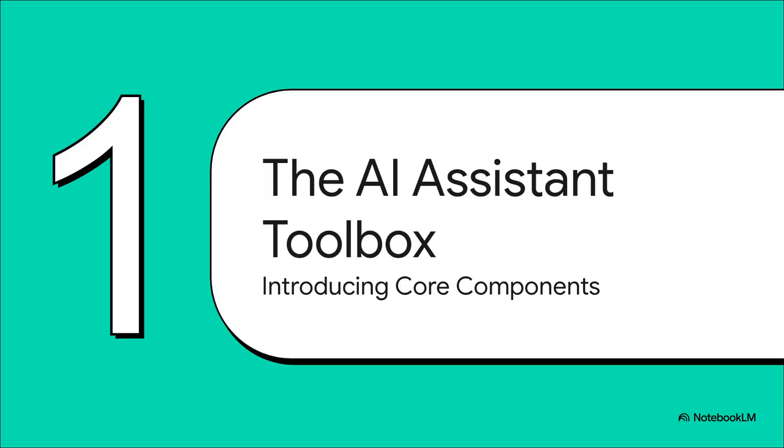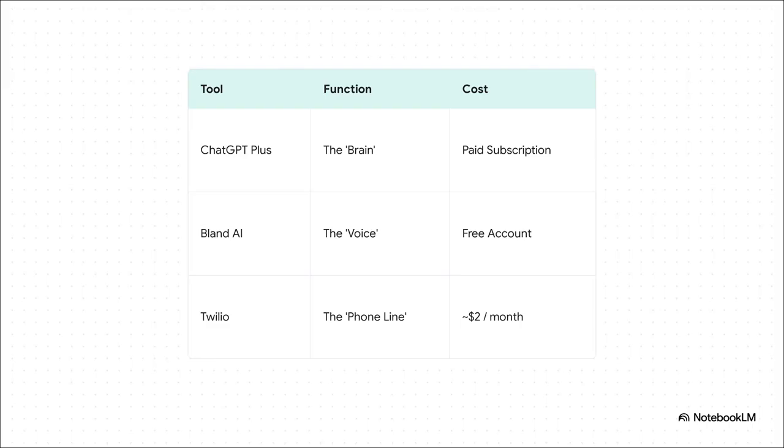We only need 3 core components to make this entire thing work, and each one has a very specific job to do. So here are the big 3. First, you've got ChatGPT+. Think of this as the brain. It's where we create our custom assistant. Next is Bland AI. This is the voice, the service that actually connects to a phone network and does the talking. And last but not least, we have Twilio, which is basically our phone line. It gives us a real phone number for super cheap, way cheaper than the other options.